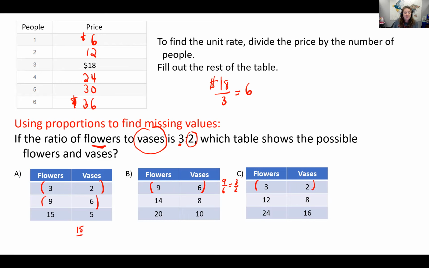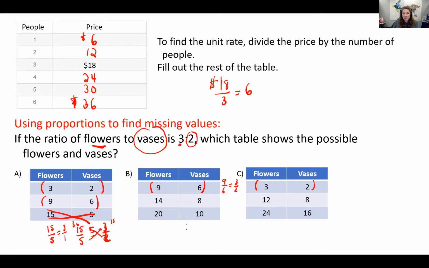All right, let's see about 15 to 5. Does 15 to 5 equal 3 to 2? Well, one way I can see is if I cross multiply. If you cross multiply and you get the same cross products, that means they're equal. So 2 times 15 is 30, but 5 times 3 is not 30. So this is not equal to 3 to 2. If I simplified 15 to 5, I would not get 3 to 2. I would get 3 to 1.